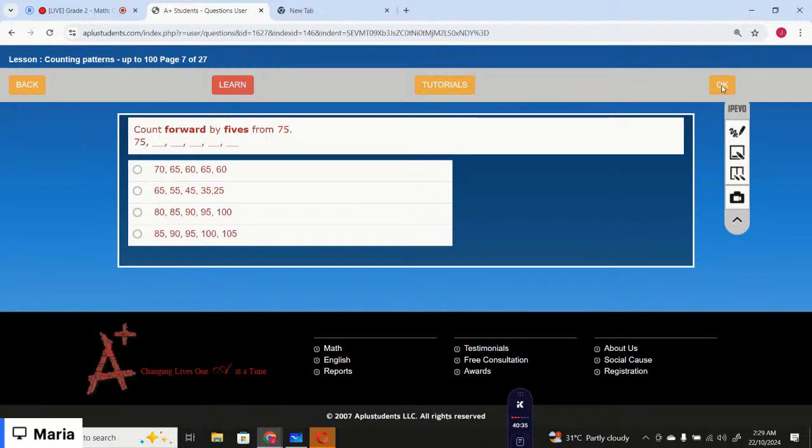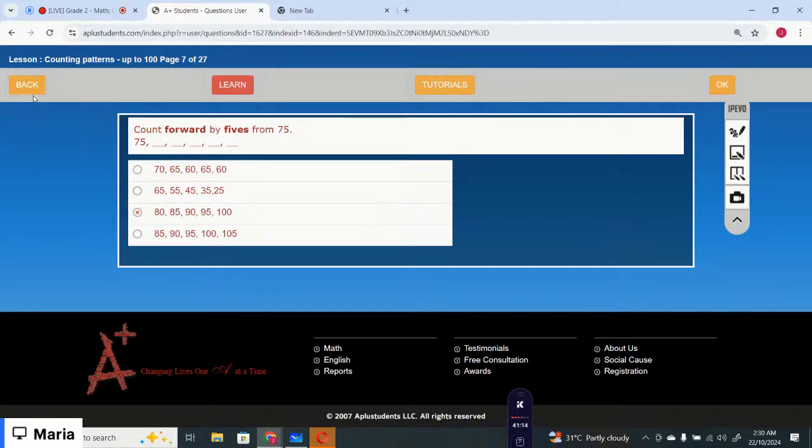Count forward by fives from 75. So, which is the correct option? That is 80, 85, 90, 95, and 100. Option number 3 is the correct option.